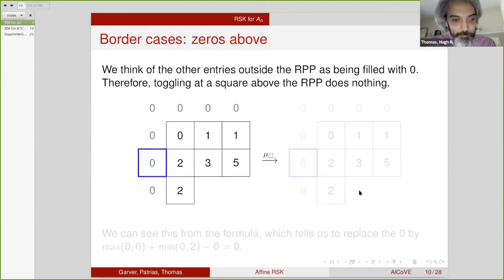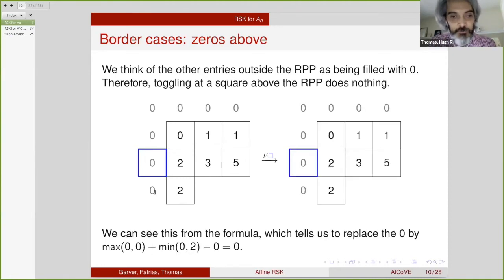Okay. The other thing that I wanted to do is just to say we can also put zeros around outside the RPP, extending off to infinity, and that doesn't cause any trouble. If we try toggling these guys, they'll just always stay as zeros. Okay, so it's not that important.